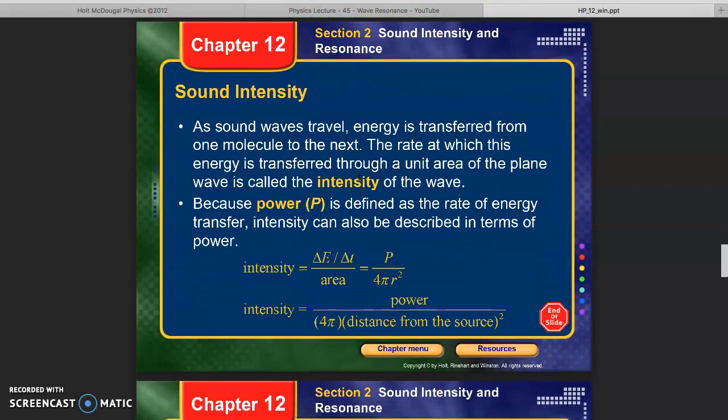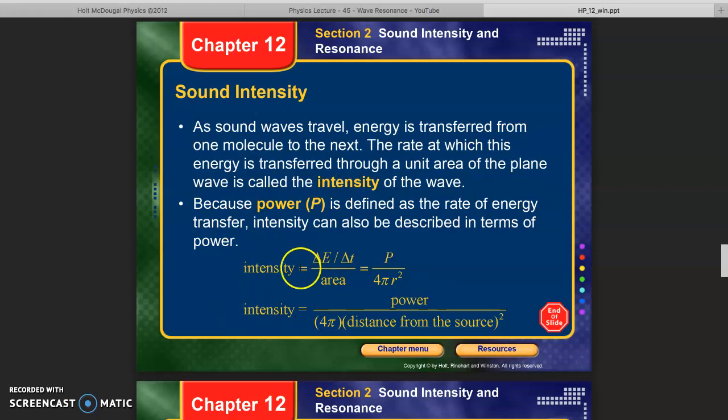So just a little bit from our PowerPoints. As sound waves travel, energy is transferred from one molecule to the next because there's disruption of matter and the particles collide. The rate at which energy is transferred through the unit of area of the plane wave is called the intensity of a wave. So the rate is pretty much how fast that energy is moving. Power is defined as the rate of energy transfer.